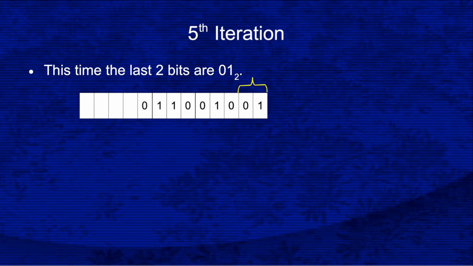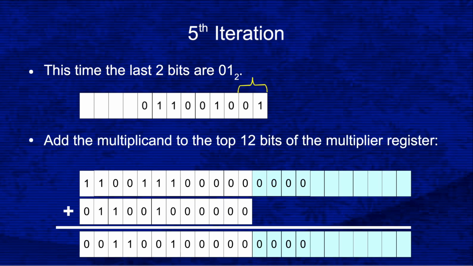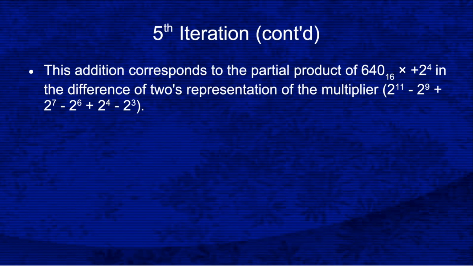Now, the 2 least significant bits of the multiplier are 0, 1. This means we've reached the end of our string of consecutive 1 bits. In this case, we add the multiplicand to the 12 most significant bits of the product register. This causes the value in the product register to once again be a positive value. This addition corresponds to the partial product of the multiplicand hexadecimal 640 multiplied by 2 to the 4th power.